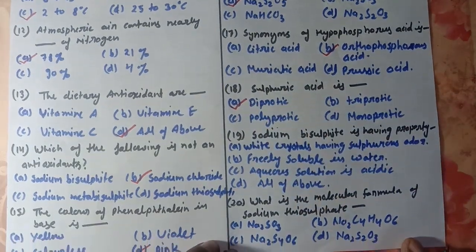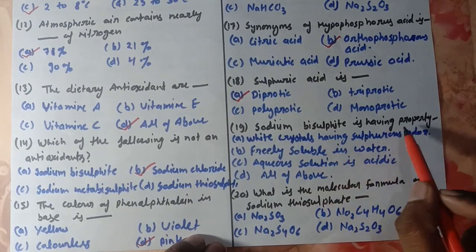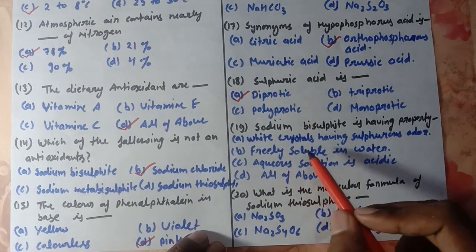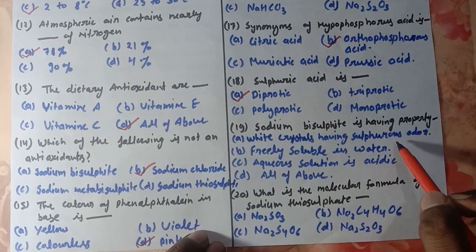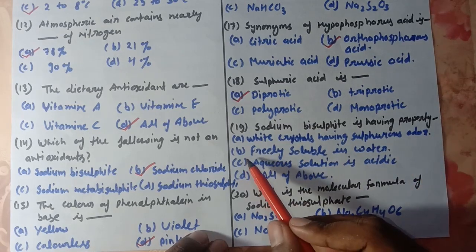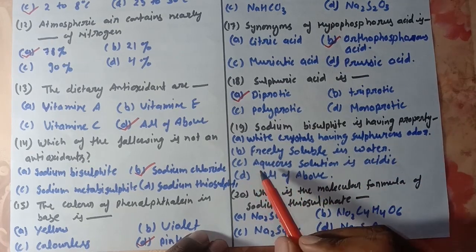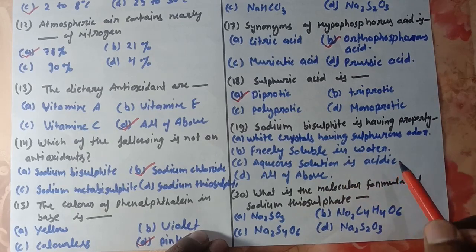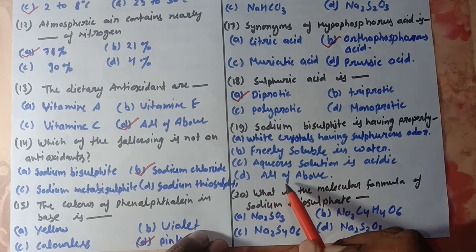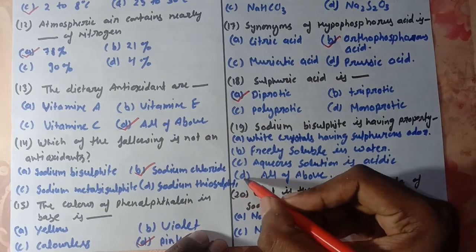Question number 19. Sodium bisulfite has the property: option A, white crystal having sulfurous odor. Option B, freely soluble in water. Option C, aqueous solution is acidic. Option D, all of above. So the answer is D, all of above.